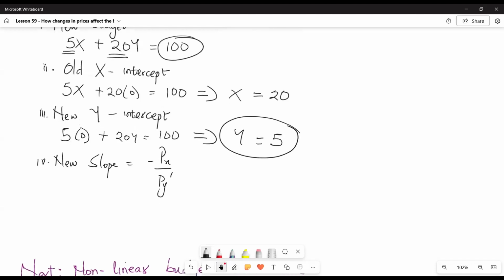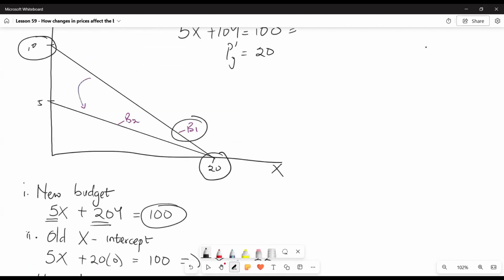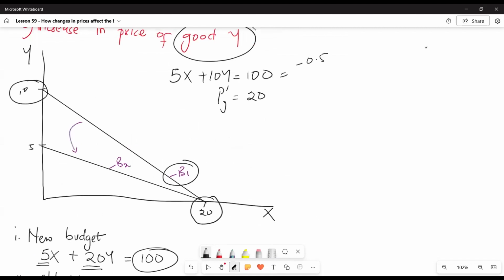Now the slope of this new graph is going to be minus 5, which is the price of good x, divided by 20, which is the price of good y, being equal to minus 0.25. So let's look at the graph to see our new budget line. So we see that because the price of good x didn't change, the intercept remained at 20, but the price of good y increases. So it means the budget line is going to pivot inwards. So we have the intercept of y at 5.